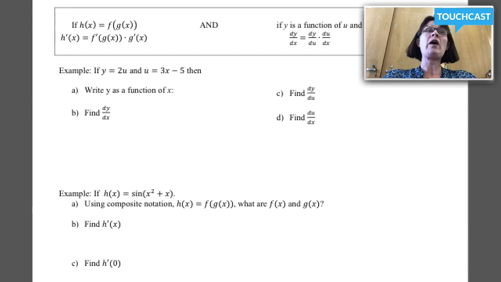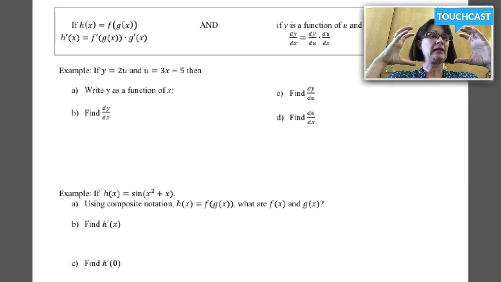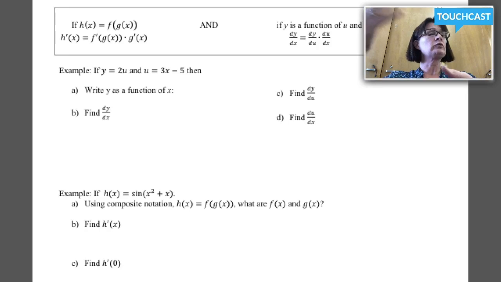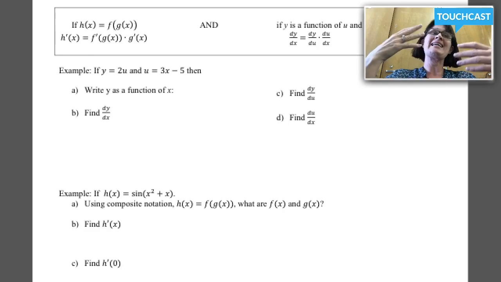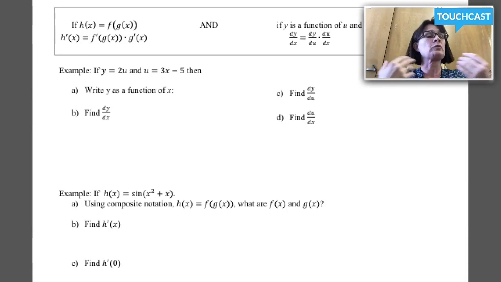So we're going to try this next problem, which we're going to practice using the chain rule in the function notation version. So here I have a function h of x that's the sine of x squared plus x. To use this function version notation of the chain rule, we're going to need to be able to recognize what is the inside function and what is the outside function. What are the two functions that have been composed together?